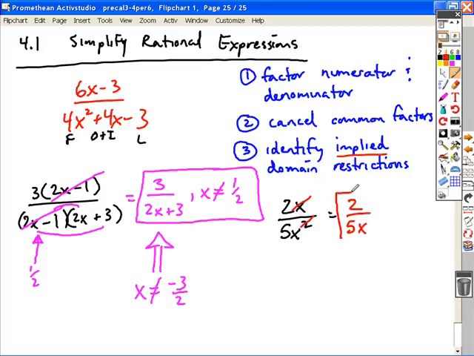Now, there is a domain restriction, right? What do you know x can't be? X can't be 0, and that's directly shown in this. It's apparent from the form of your answer. Now, we did cancel a factor out of the denominator as well, right? An x. So do we have to write x not equal to 0? No, because that's already apparent. So you don't need to write any restrictions here.